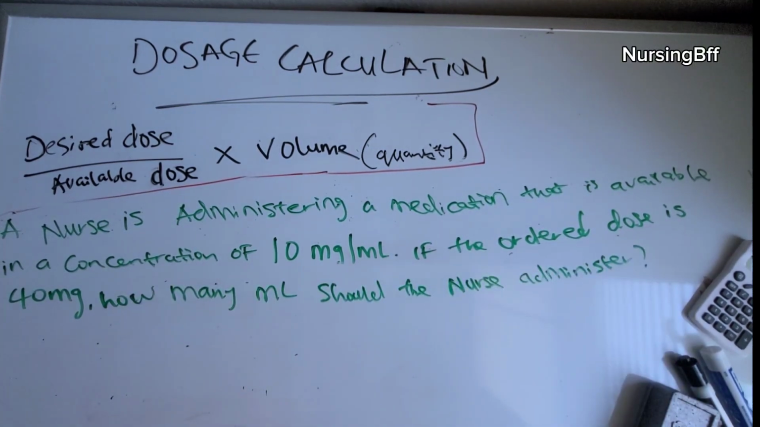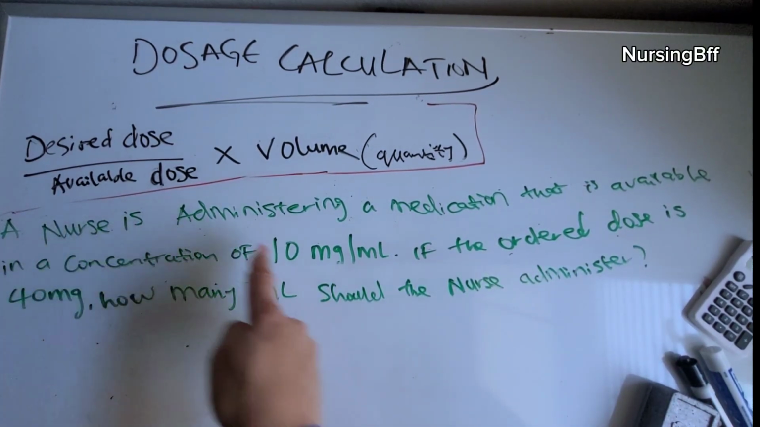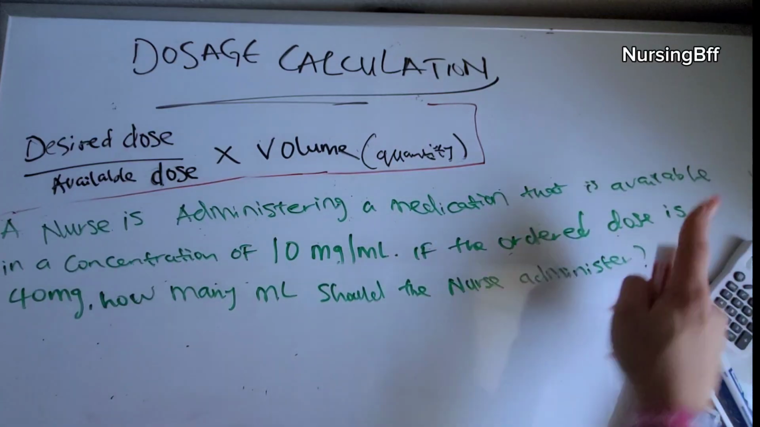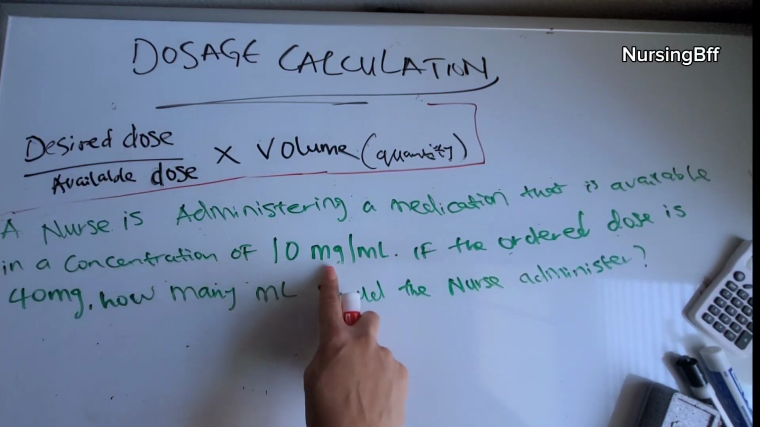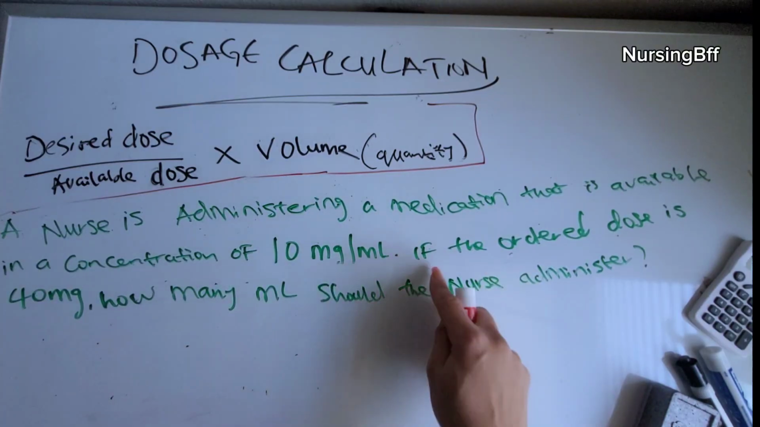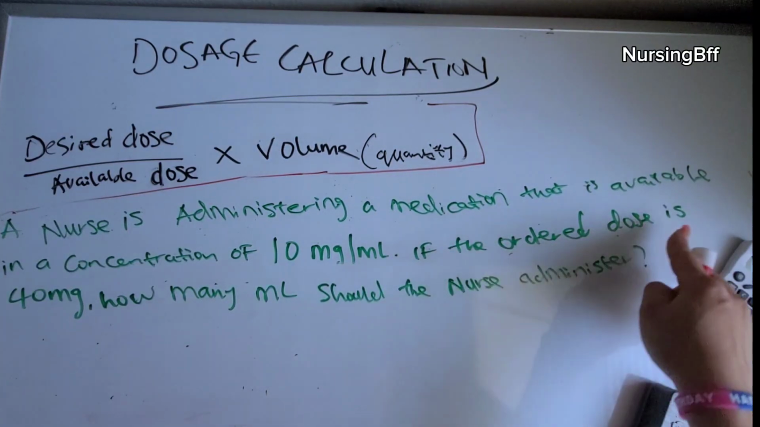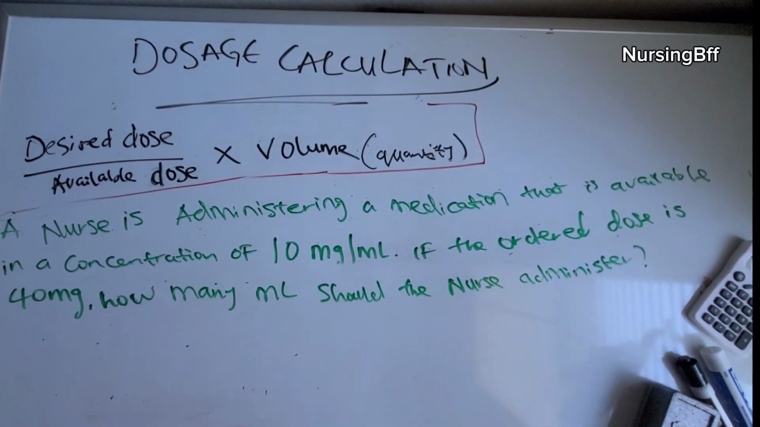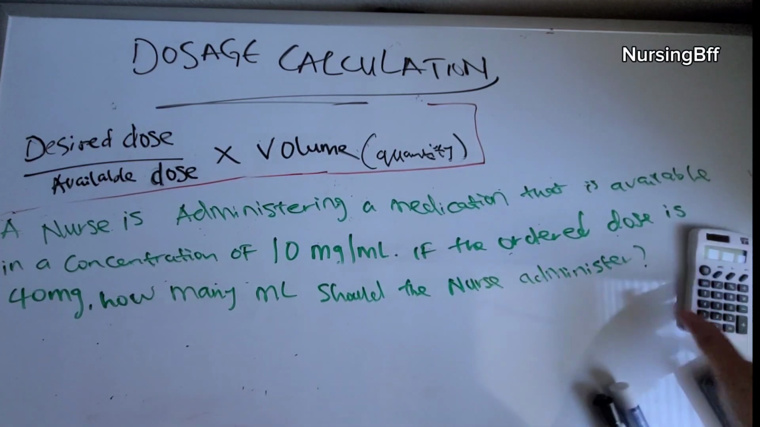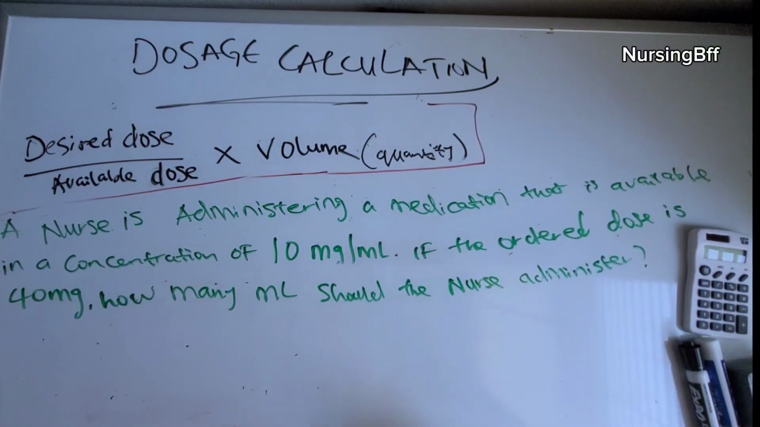You want to go ahead and solve this. A nurse is administering a medication that is available in a concentration of 10 mg per 1 ml. If the ordered dose is 40 mg, how many ml should the nurse administer? It's super easy, right? You guys want to go ahead and solve it first and then see if you get it right.